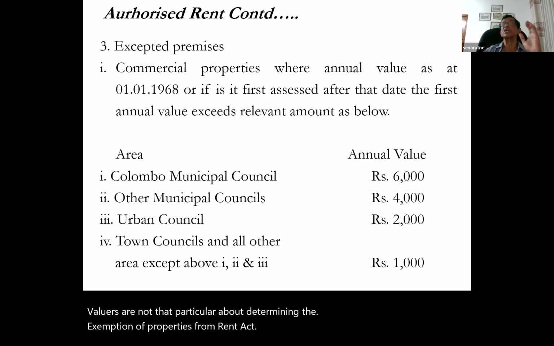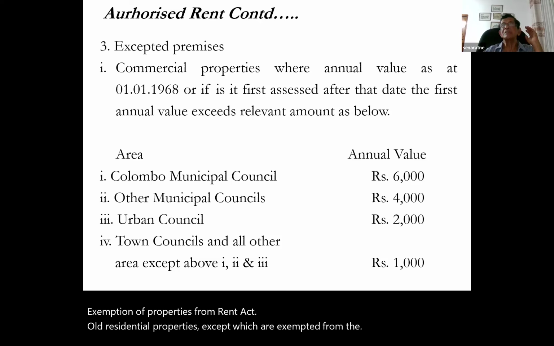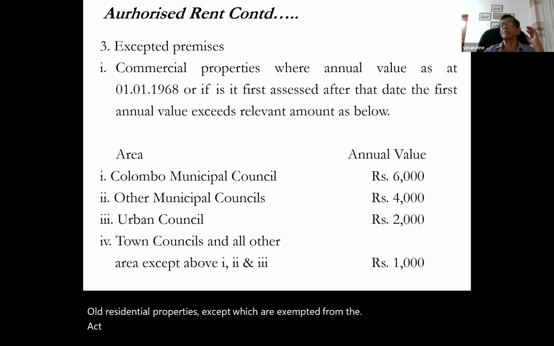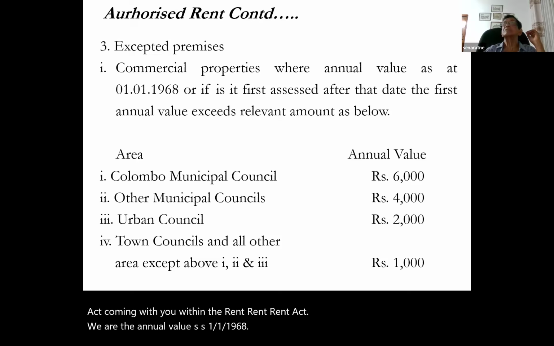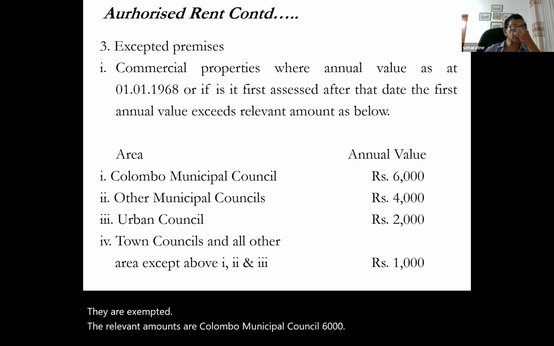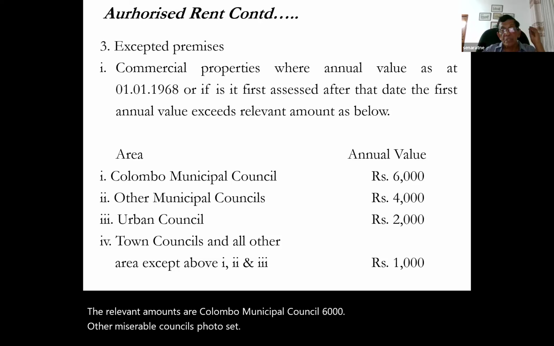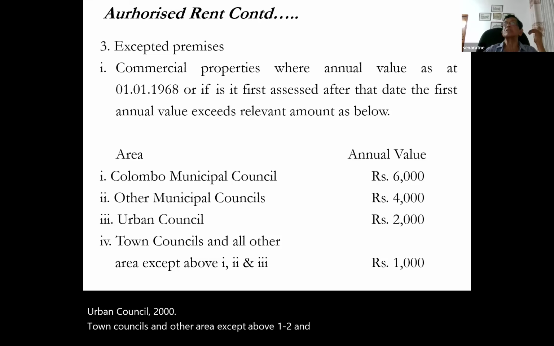One thing, all residential properties except those which are exempted from the Act are coming within the Rent Act. But commercial premises, where the annual value as at 1/1/1968 exceeds the relevant amount, they are exempted. The relevant amounts are: Colombo Municipal Council 6,000, other municipal councils 4,000, urban councils 2,000, town councils and other areas except the above 1, 2, and 3, which means nowadays Pradeshiya Sabha, 1,000.